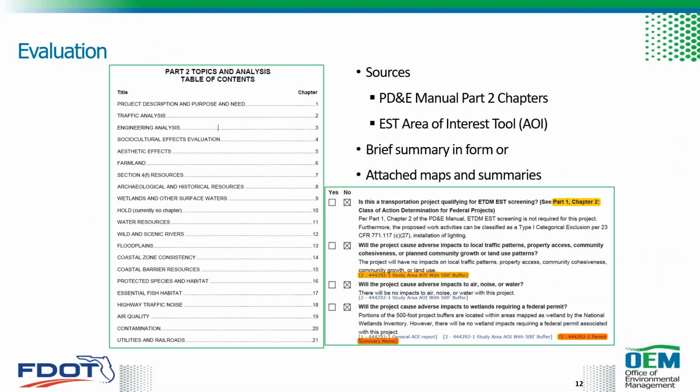And guidance on determining impacts and responding to these questions is provided in different topic chapters in Part 2 of the PD&E manual. And some of them are referenced in the form itself. As you can see here at the top, we have a reference to the chapter. And these chapters, along with the area of interest tool in the EST, and also the preparer's familiarity with the project area, are what's used to complete the form. A brief summary of the evaluation may be included in the form itself or as an attachment, as you can see here.